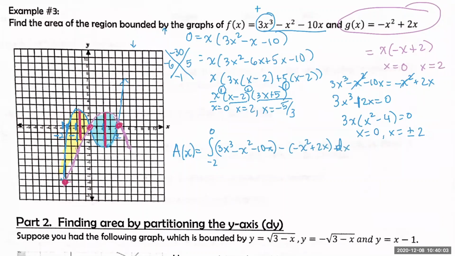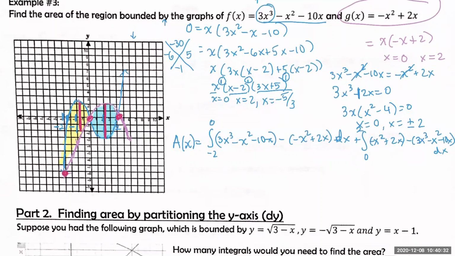Oops, dx. Then we're going to add, this time we pick up for the blue region, starting at x equals 0 and going on to 2. And we switch the 2, right? This time your pink function is on top, or the parabola is on top, and then the cubic function is on the bottom. So you switch the 2. The top this time is -x squared plus 2x, and then minus 3x cubed minus x squared minus 10x dx.